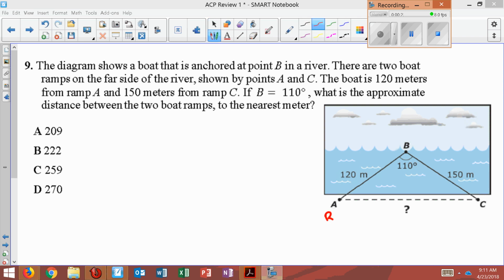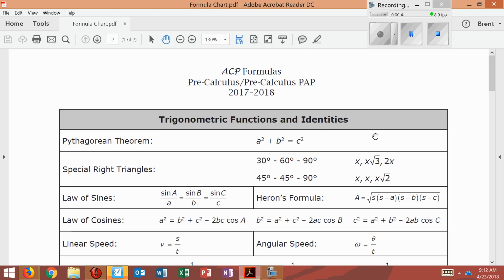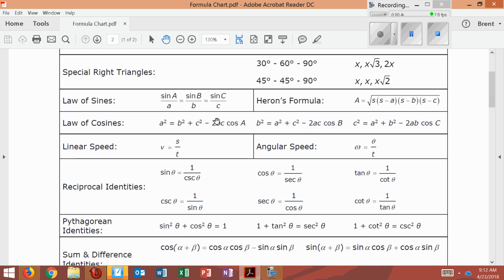So here's a ramp, here's a ramp, here's the boat, and we want to know how far is this distance. As we look at this, this is not a right triangle, so I cannot use the Pythagorean theorem. For the Pythagorean theorem to work, you have to have a right triangle and two sides, which we don't have. So the next question you ask yourself is, on your formula chart, which of the two formulas am I going to use? Am I going to use the law of sines or the law of cosines to solve it?